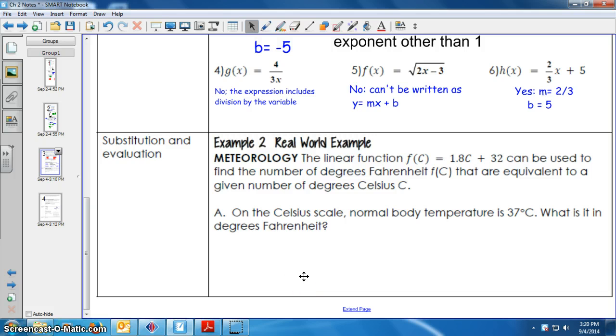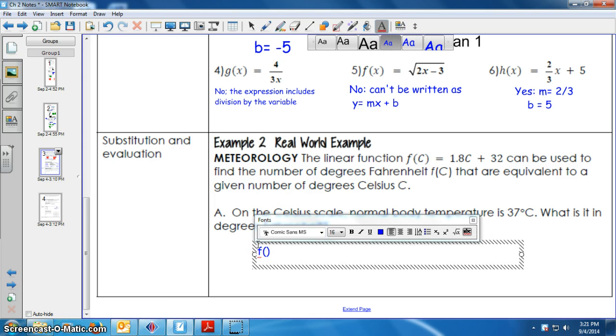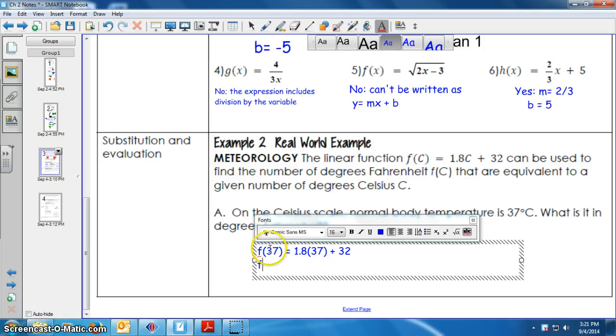Example 2, we have a meteorology example of a linear function here. On the Celsius scale, normal body temperature is 37 degrees Celsius. What is it in degrees Fahrenheit? We're just going to plug in our 37 for C. So this would look like F of 37 equals 1.8, replacing the C with a 37, plus 32. So we're going to go ahead and simplify.